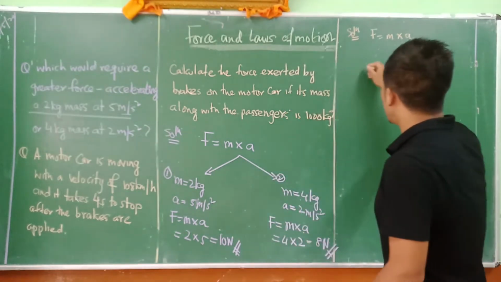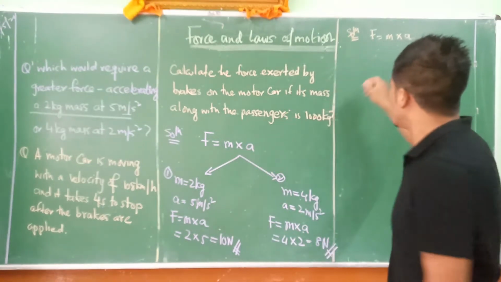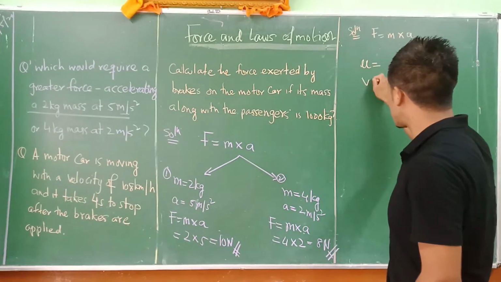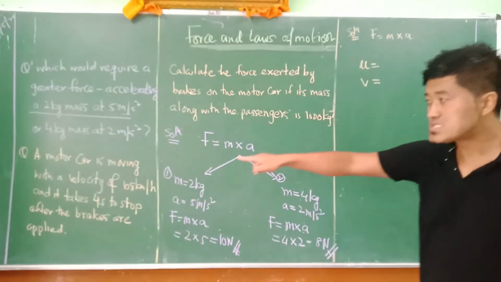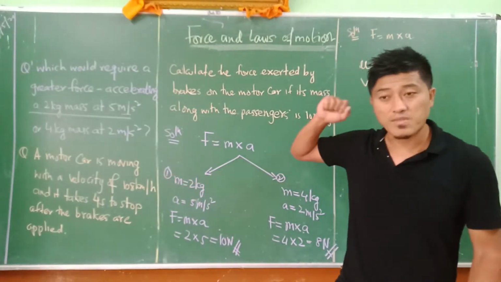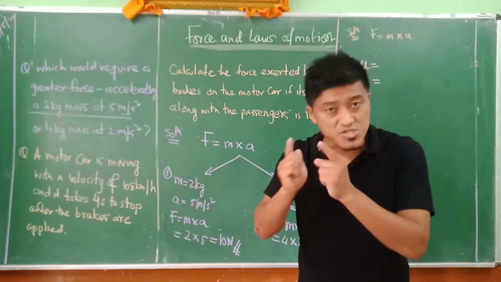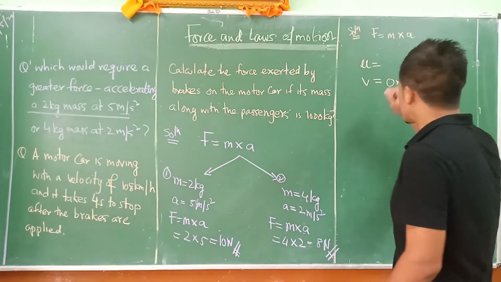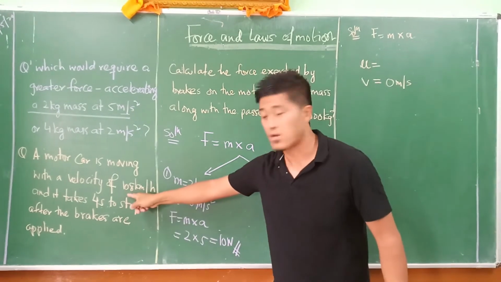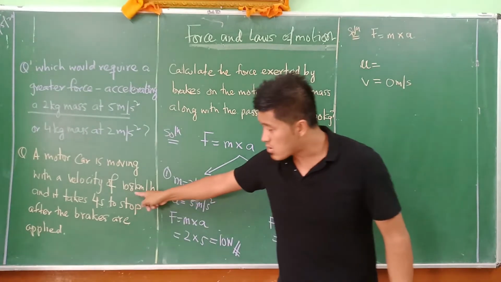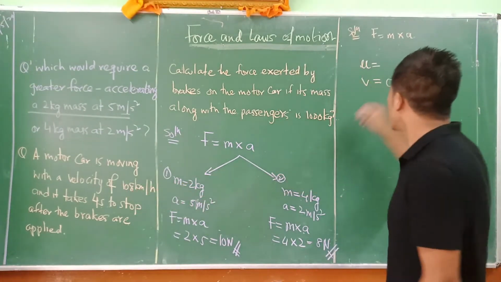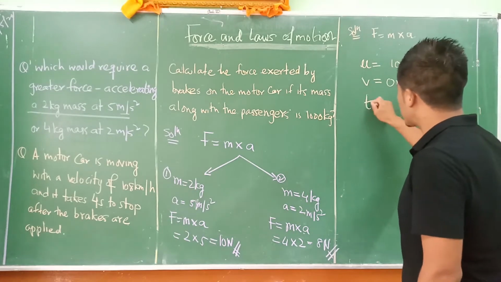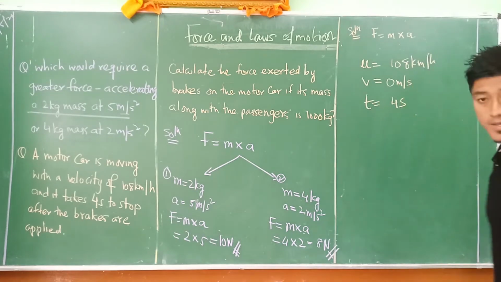Now we are going to write the given part. There are two types of velocity: initial velocity and final velocity. What is the final velocity? When they apply the brake, the motor car is going to stop, that means the final velocity is 0 meter per second. The 108 km per hour is the initial velocity, and we got the time as 4 seconds.